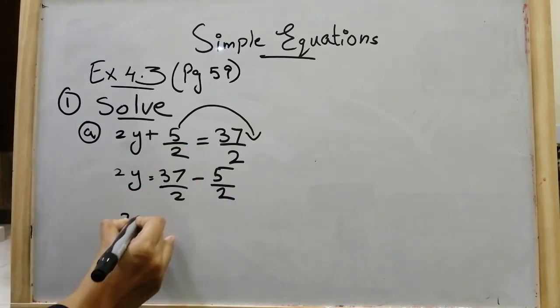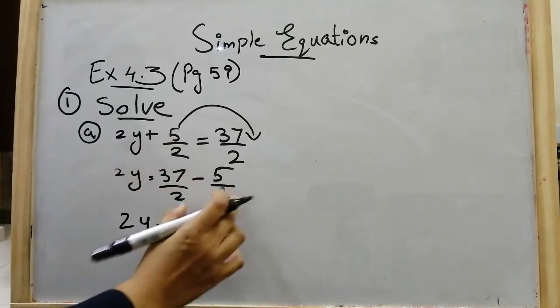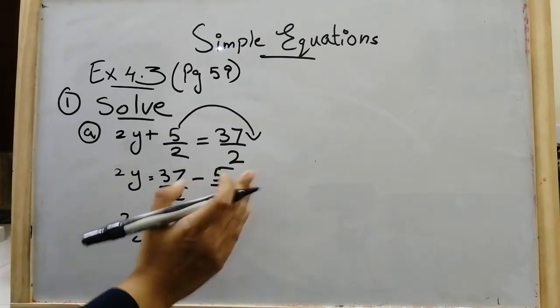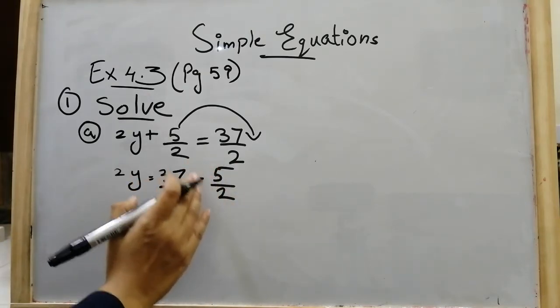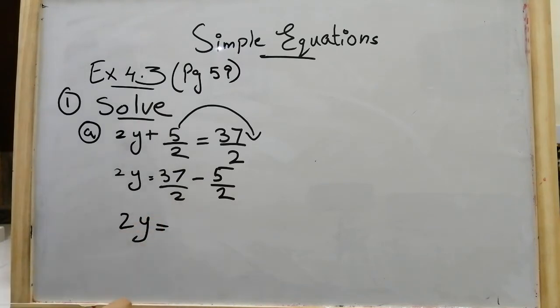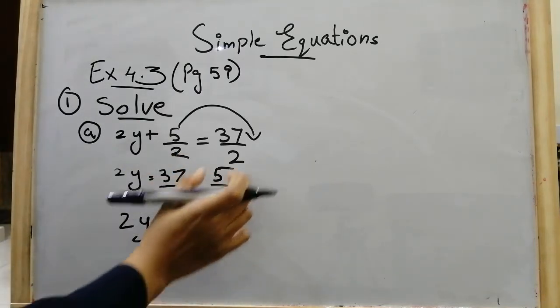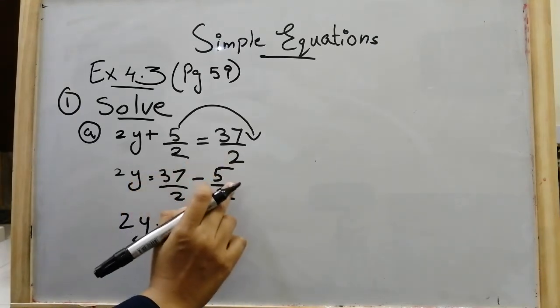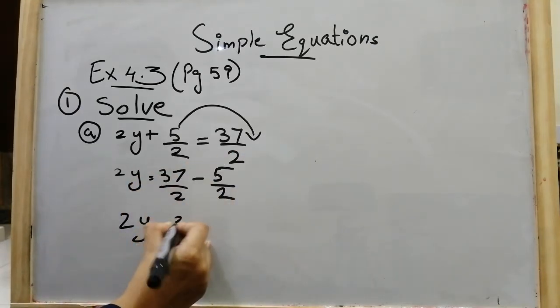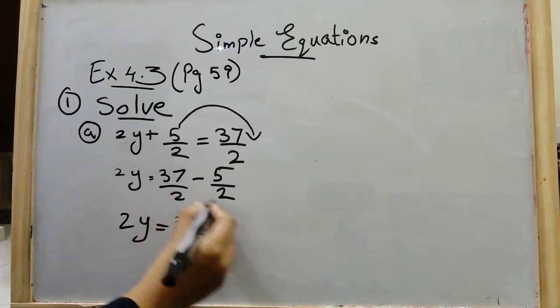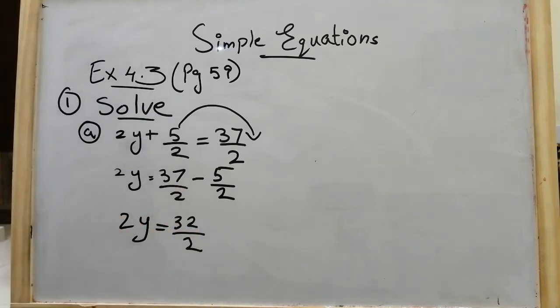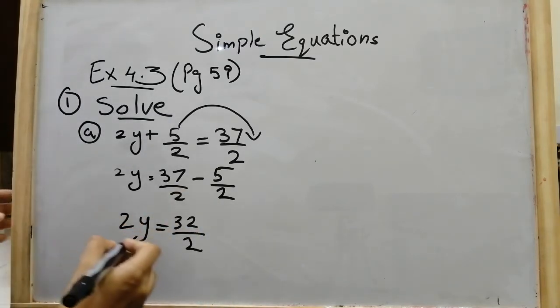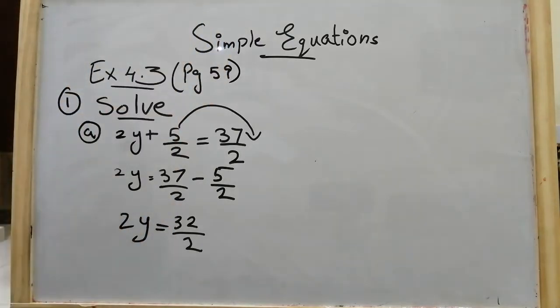Okay. Now 2y is equal to, since the denominators are same, we know that in case of addition and subtraction, denominators have to be same. If they are not same, you are supposed to take LCM. But since they are same over here, we are going to directly subtract. 37 minus 5, how much? 32 by 2, same. Denominator remains the same. Now we got 2y is equal to 32 by 2.